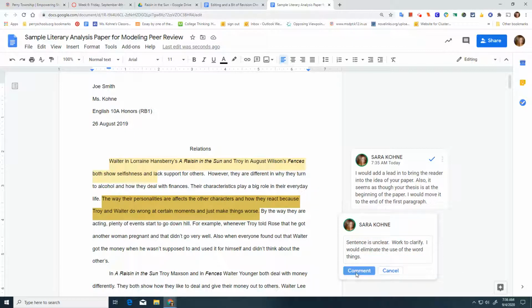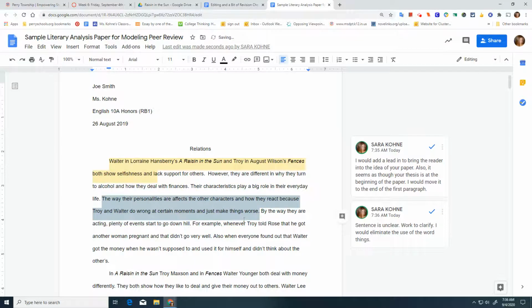All right. "By the way they are acting, plenty of events start to go downhill. For example, whenever Troy and Rose told Rose that he got another woman pregnant, and that didn't go very well. Also, when everyone found out that Walter got the money and he wasn't supposed to and use it for himself and didn't think about others." Now, I can tell you right now with my suggesting pen, since I found a grammar or punctuation mistake, that the apostrophe is not needed there.